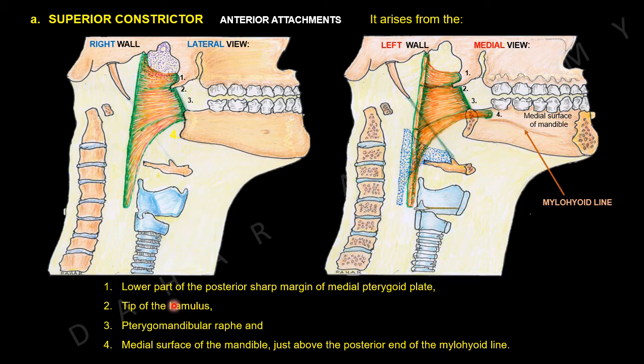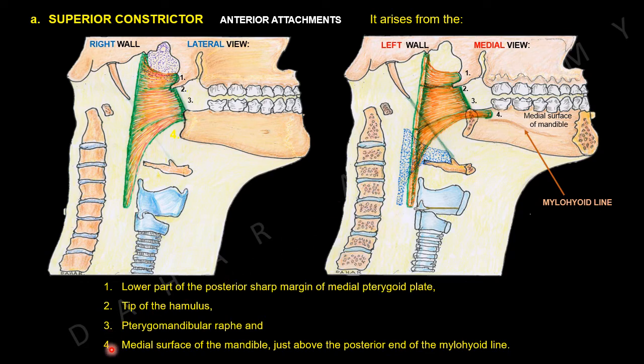Number 1, the superior constrictor muscle is attached to the lower part of the posterior sharp margin of the medial pterygoid. Only the lower part of the posterior sharp margin of the medial pterygoid. Then it is attached to the tip of the hamulus. Then it is attached along the pterygomandibular raphe.